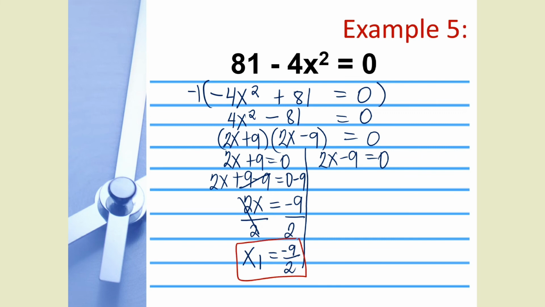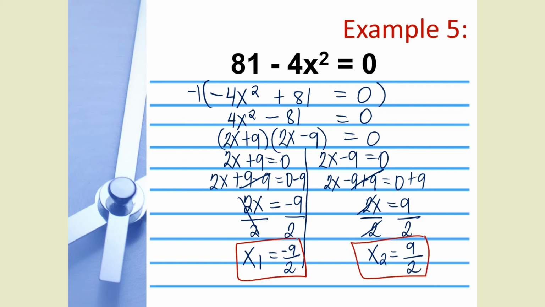Next, 2x minus 9 equals 0. Addition property of equality, 2x minus 9 plus 9 is equal to 0 plus 9. Cancel yung negative 9 plus 9, bring down yung 2x, equals 0 plus 9 is 9. Then divide both sides by 2 to cancel the 2. So, x sub 2 is equal to positive 9 over 2. So, there you have it, the solution for this quadratic equation.